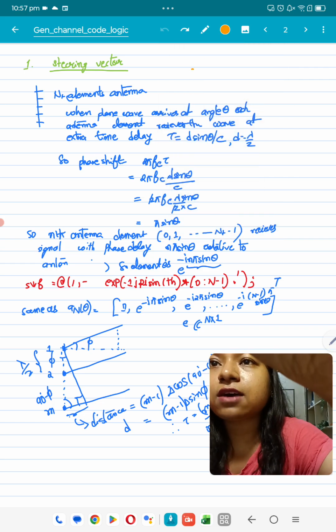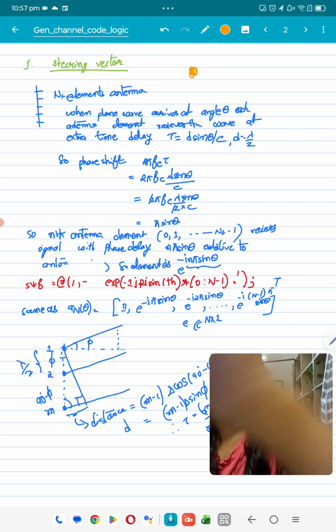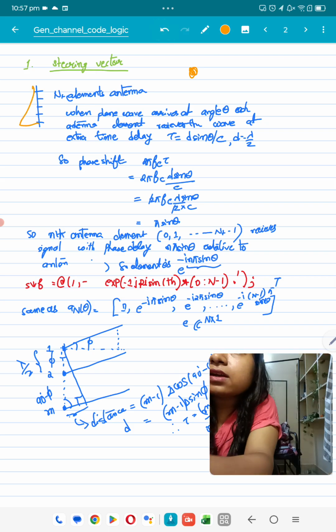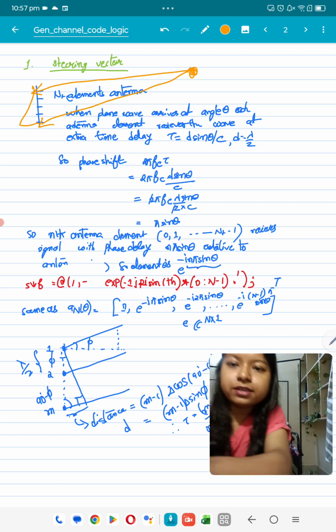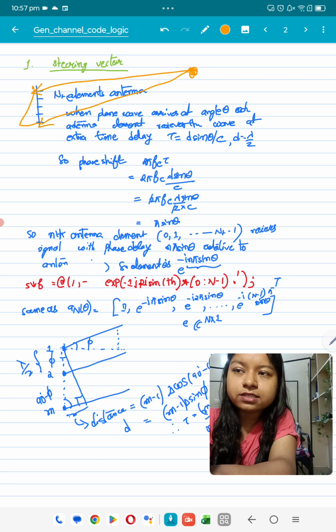Suppose this is our source and this is our antenna. Okay, now suppose the signal is received here and the signal is received here. Can you see me? Signal is received here and signal is received here.